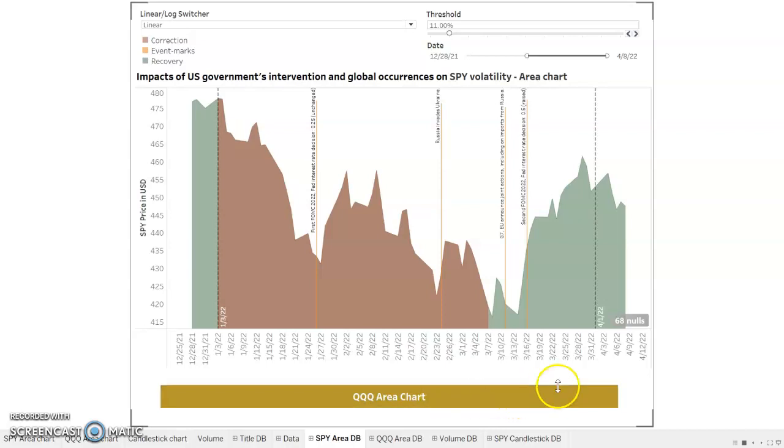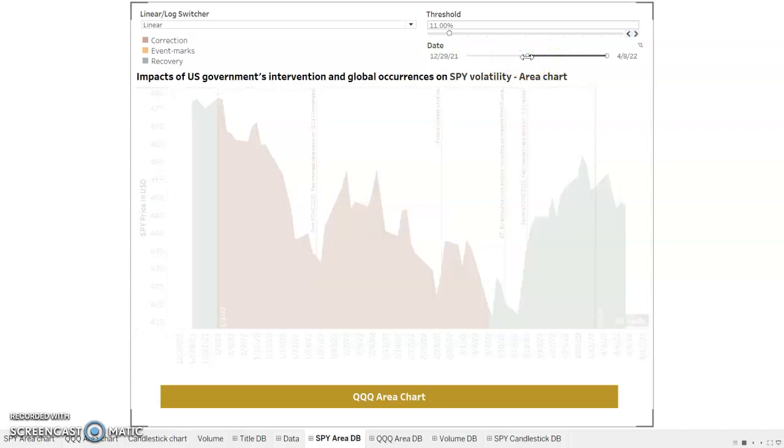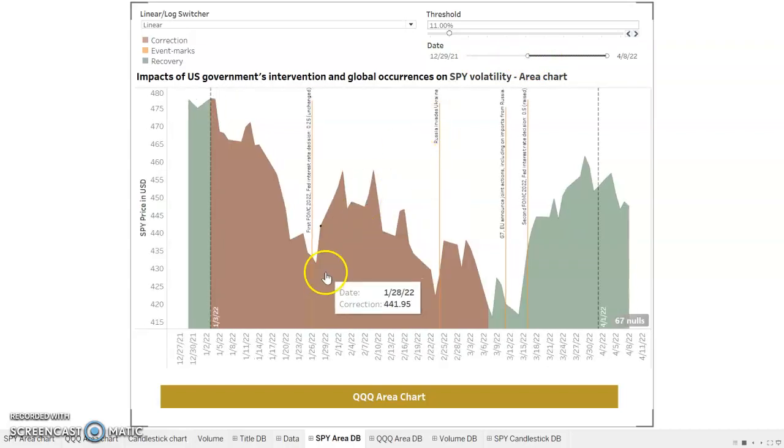Here we have the thresholds, a date slider, and a linear-log switcher for the viewer to easily focus on any part they want. They can go to a further date or they can go to a closer date. The red area here, marked by my own calculations, represents the downtrend of the stock price.